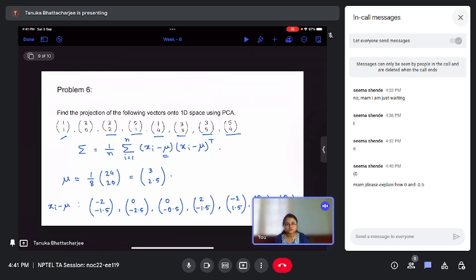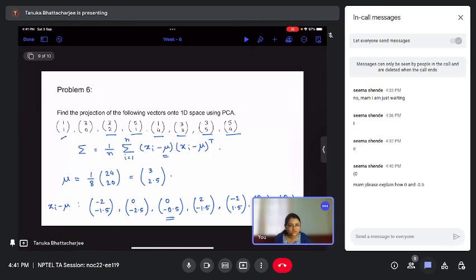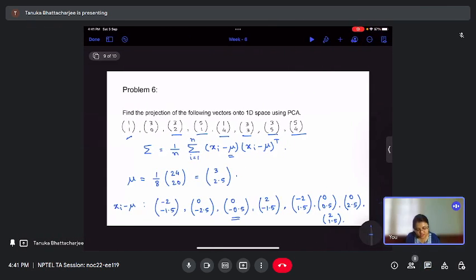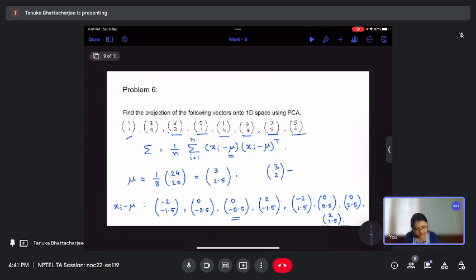Zero and minus 0.5. You are talking about the third example, I assume, right? Yes, so this is from 3, 2. Your original data point was 3, 2. You are subtracting the mean from that, which is 3, 2.5. So you are just doing this subtraction, and you get 0 and minus 0.5. Is it clear to you?